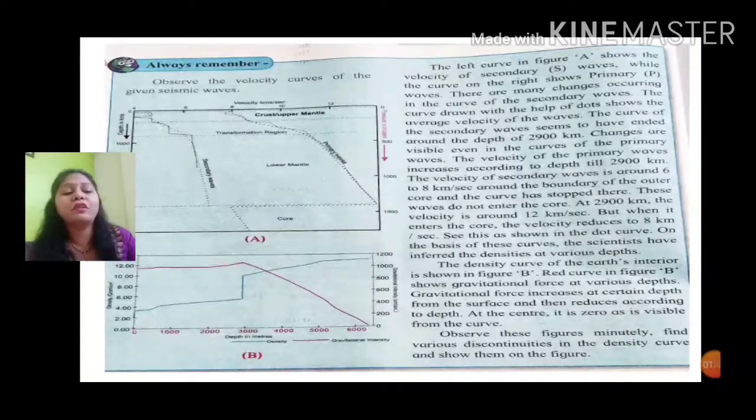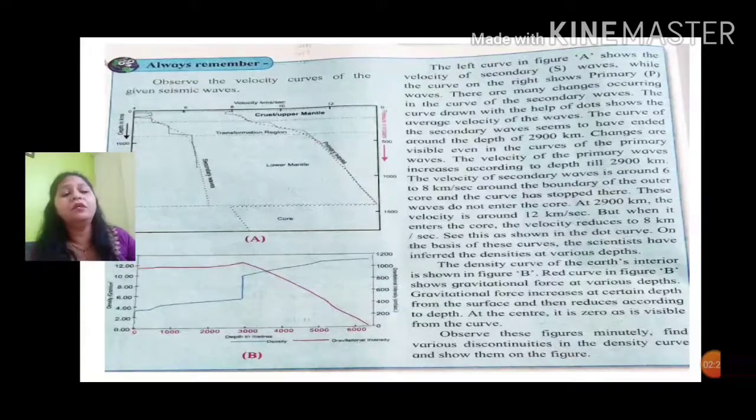On the basis of these curves, the scientists have inferred the densities at various depths. From this it is very clear that as these waves go deep inside, the secondary and primary waves travel through, but secondary waves cannot go into the core. If they reach the core, they get absorbed there. Got it?